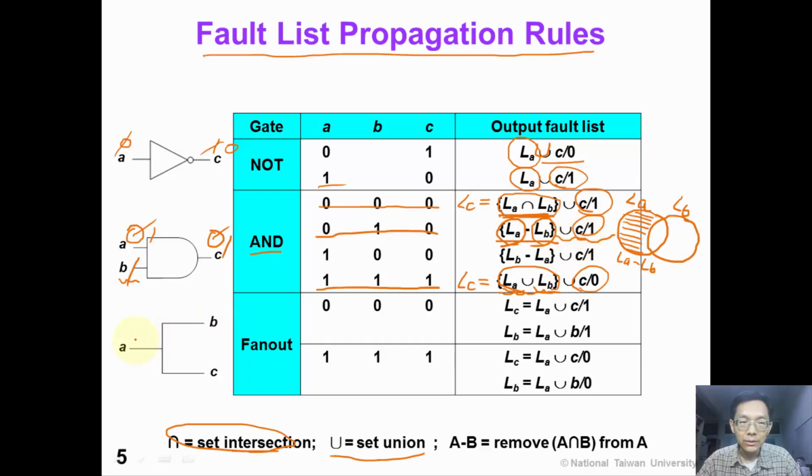And don't forget, we need to add C stuck at 1 fault at the output. For a fan out, when A is 0, B and C are both 0. So the output fault list LC is equal to LA union C stuck at 1 fault. But the output fault list LB is LA union B stuck at 1 fault. This is because fan-out faults are not equivalent for the single stuck-at model.